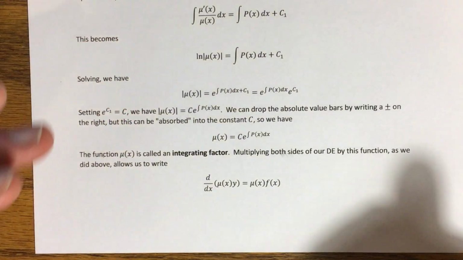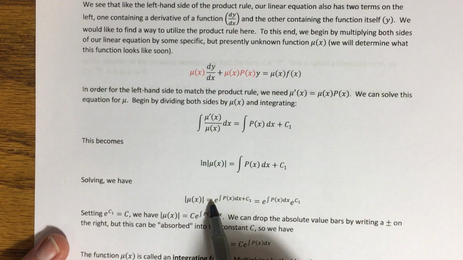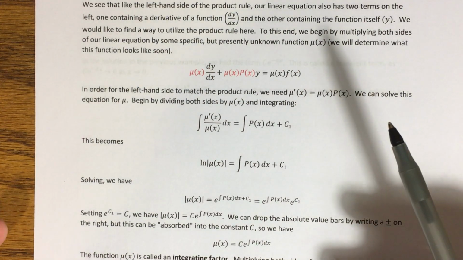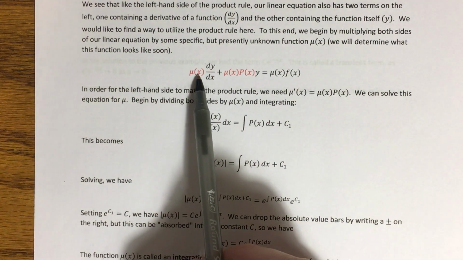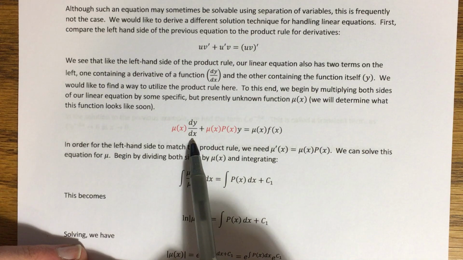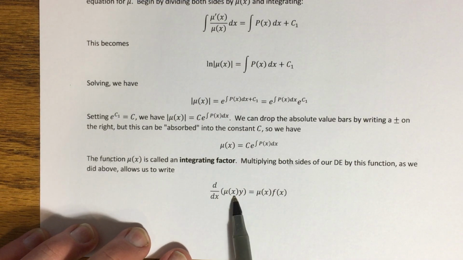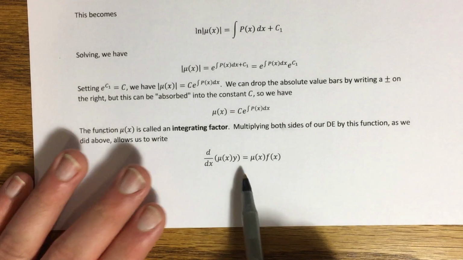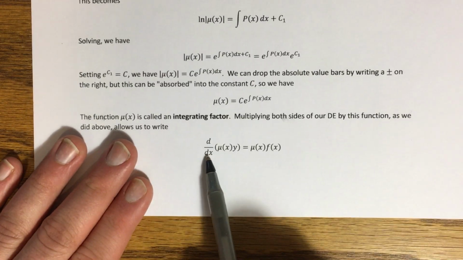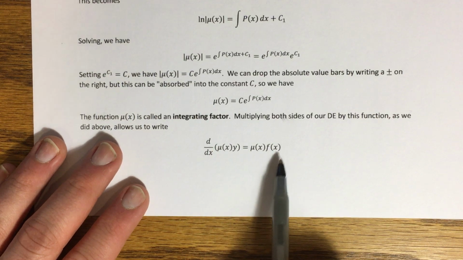Now, if you were to go back to this right here, remember the entire purpose of going through this derivation was to make this left-hand side match with our product rule. So if I'm thinking of mu of x as my function u in the product rule up here, and if I'm thinking of y as the function v, then this whole left-hand side here is the same thing as the derivative of mu of x times y. That's doing the product rule in reverse. So I can rewrite that as d dx of mu of x times y equals mu of x f of x.